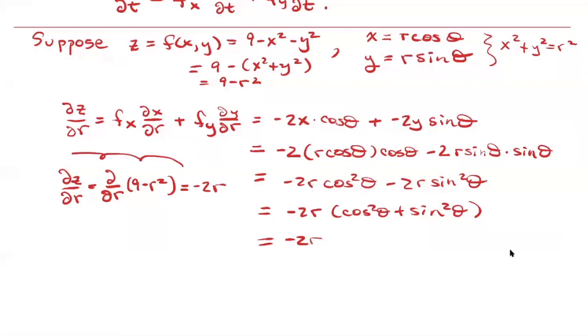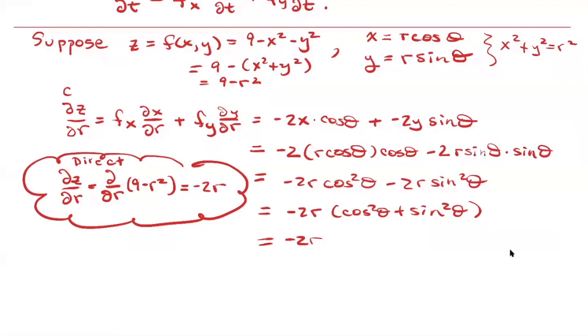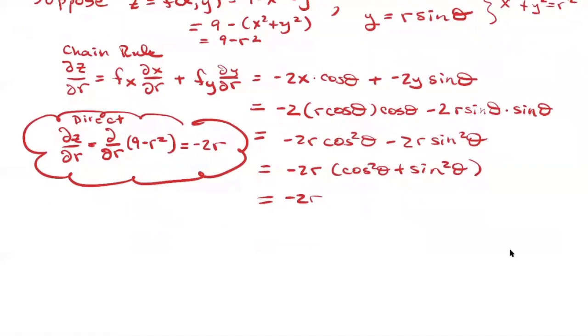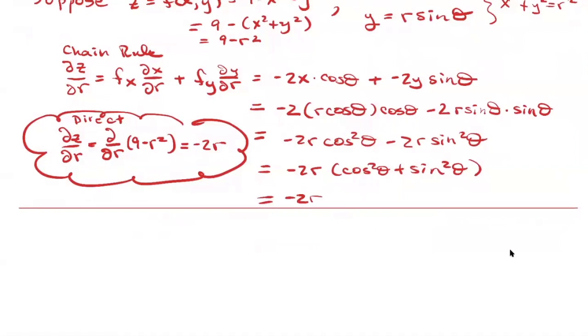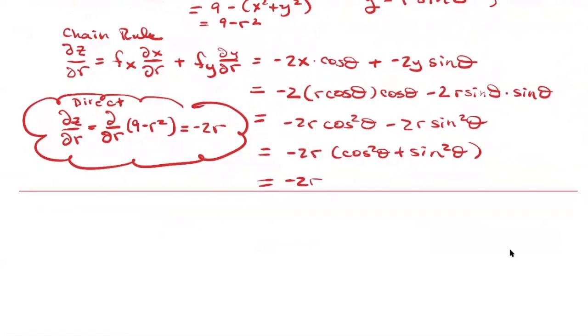So did the chain rule make your life better or worse? This is just a direct computation here, where the other was chain rule. So again, I think you can easily see that the direct computation is much simpler. Chain rule is not always a good thing.